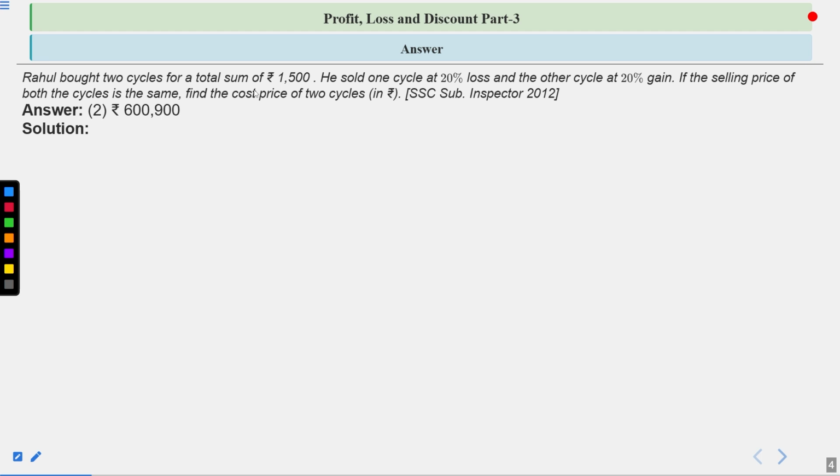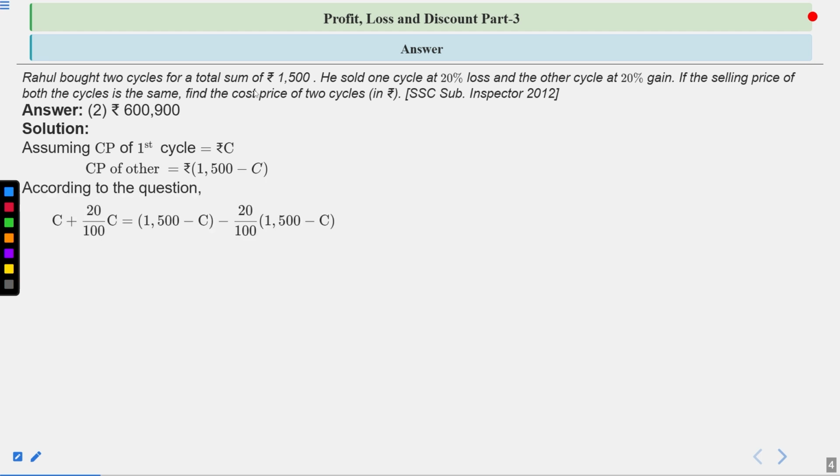Now see the detailed solution of this question. Assuming the CP of the first cycle is C rupees, we can say that the CP of the other will become 1500 minus C. So according to the question, C plus 20% of C is equal to 1500 minus C minus 20% of (1500 minus C). When we solve it, we get 2C equals 1200 rupees. Now we get the value of C. Hence, C will become 600 rupees.